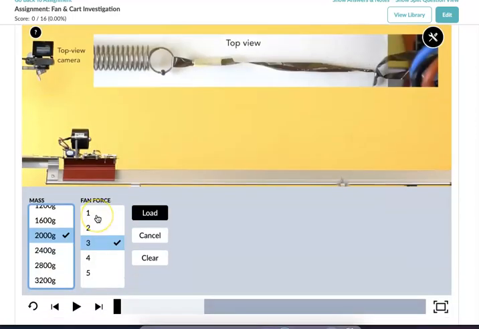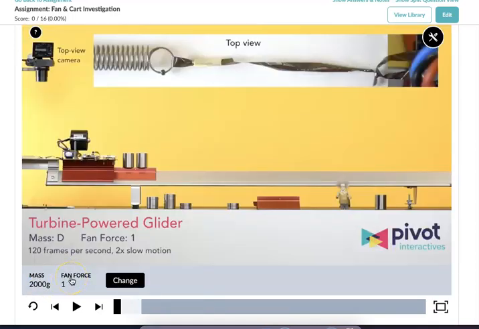And I should always start with the first fan force, and I'm going to want to take 5 trials: 1, 2, 3, 4, 5. I'm going to show you how to do 2, and then we'll move forward. So I'm loading 2,000 grams, fan force of 1.